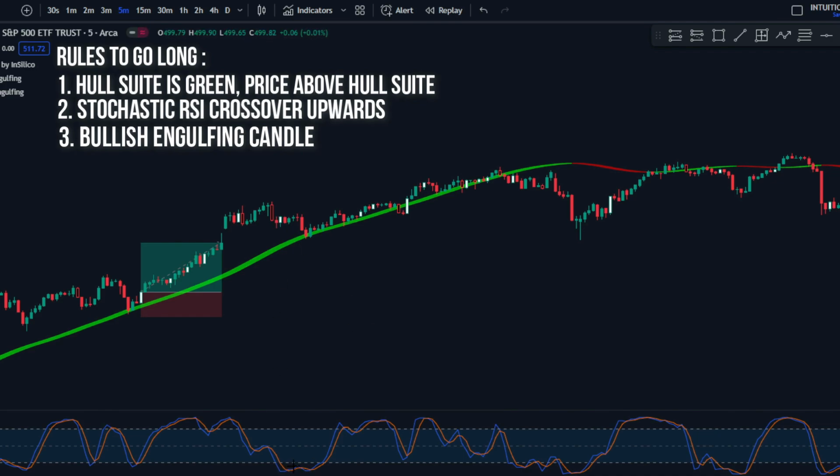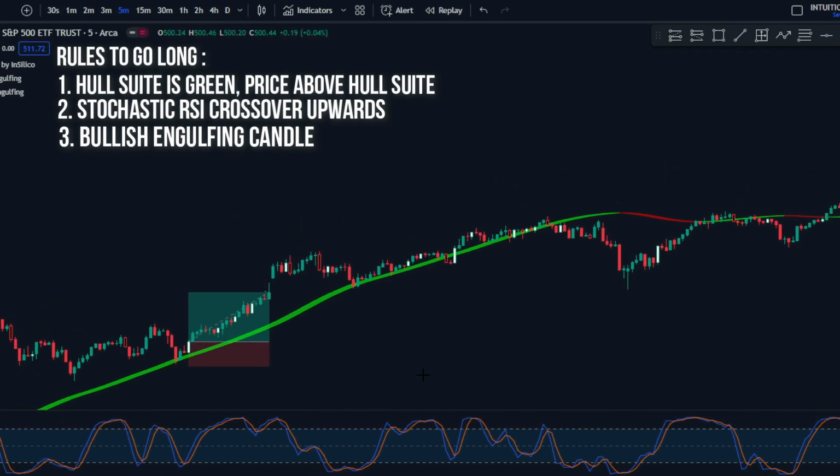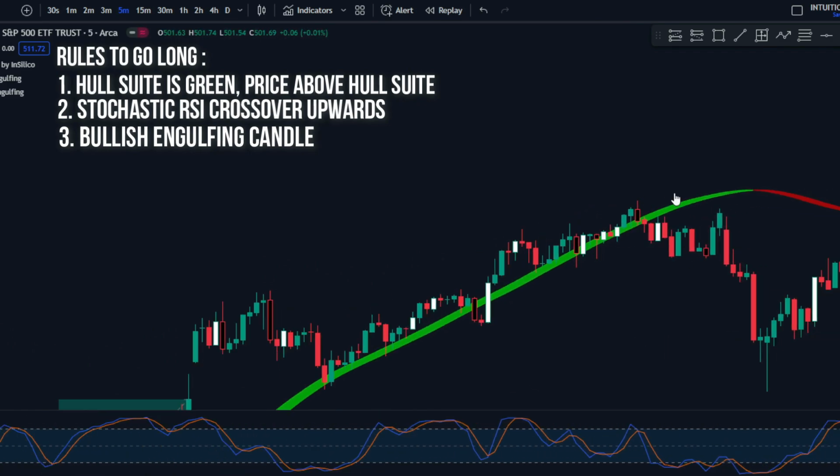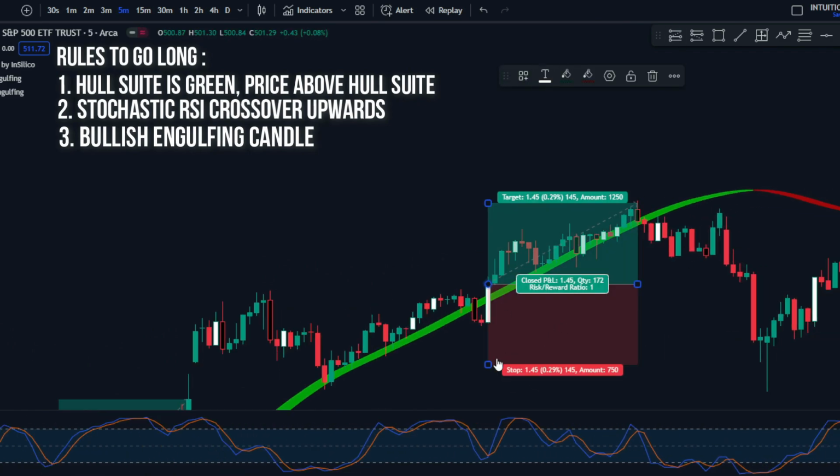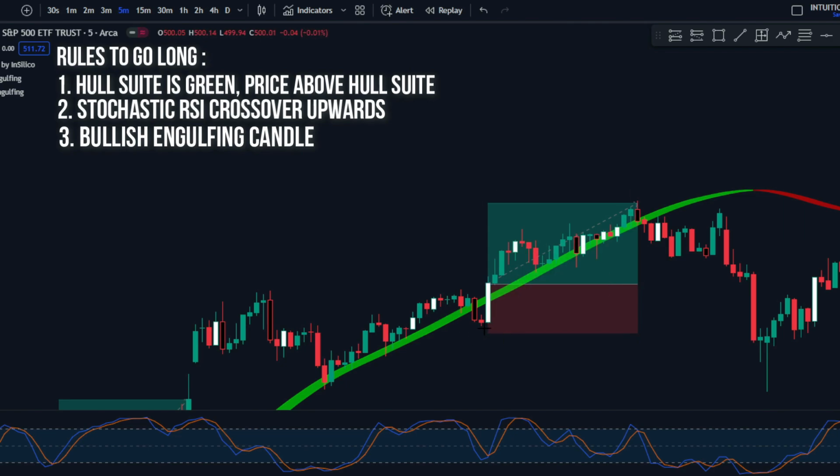So here we have the bullish engulfing, but the crossover is not happening in the upwards direction. Here we have the crossover right here and it's headed in the upwards direction, and we have a bullish engulfing and the price closes above the house sweep, so another valid position. Stop loss below the recent swing low and a 2:1.